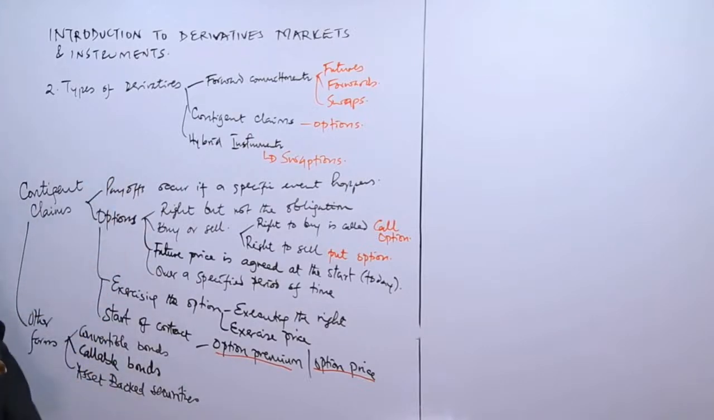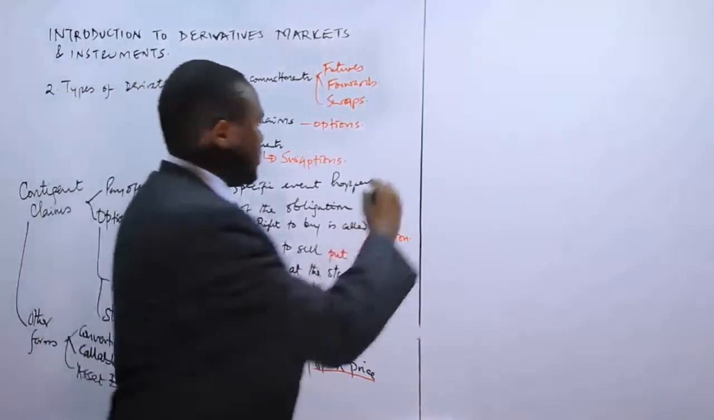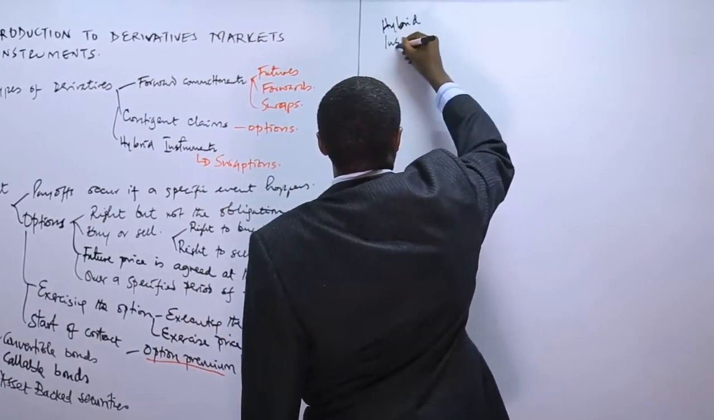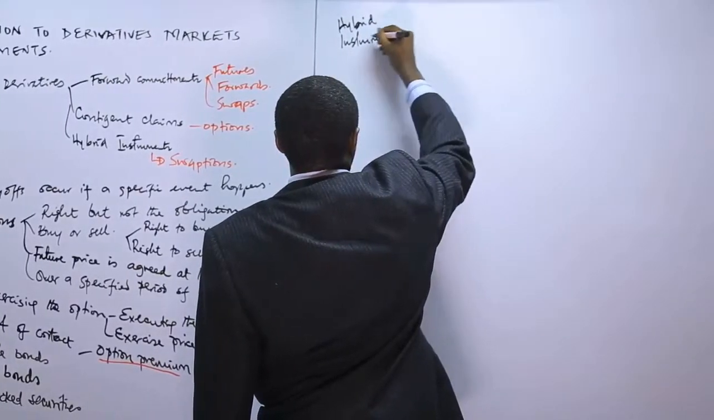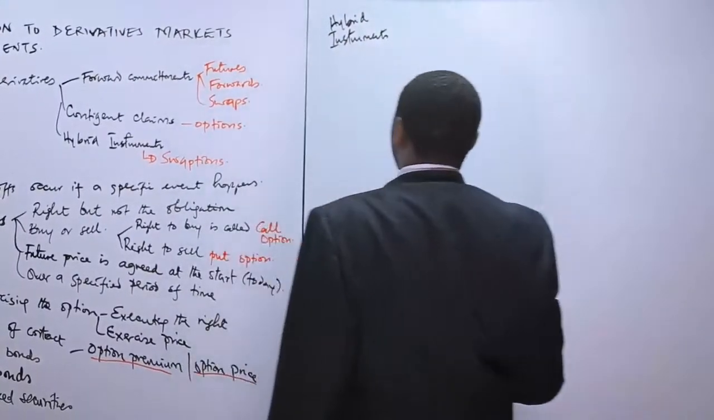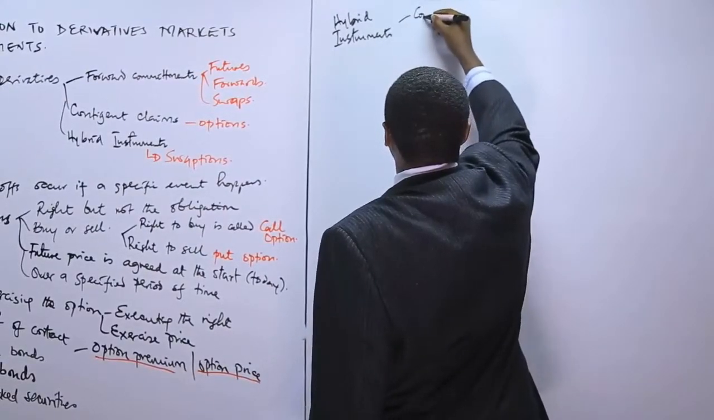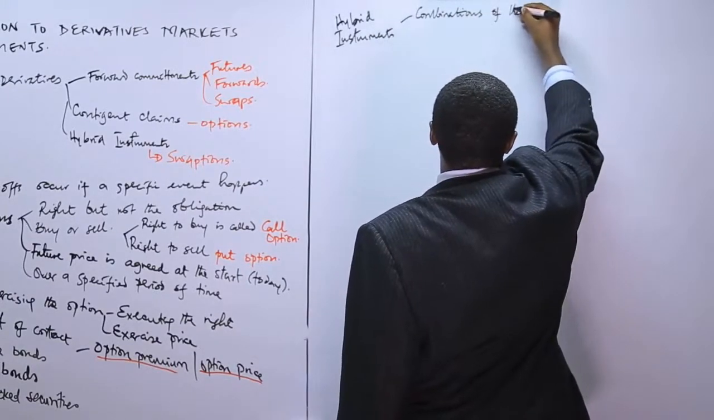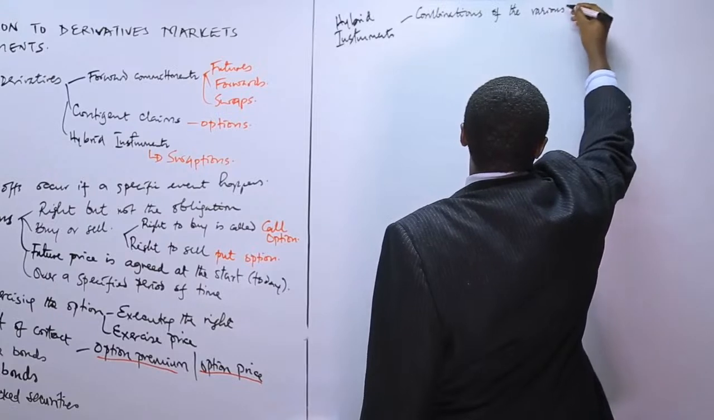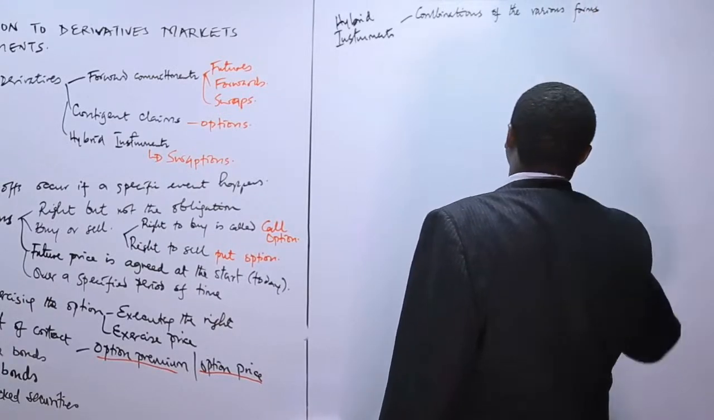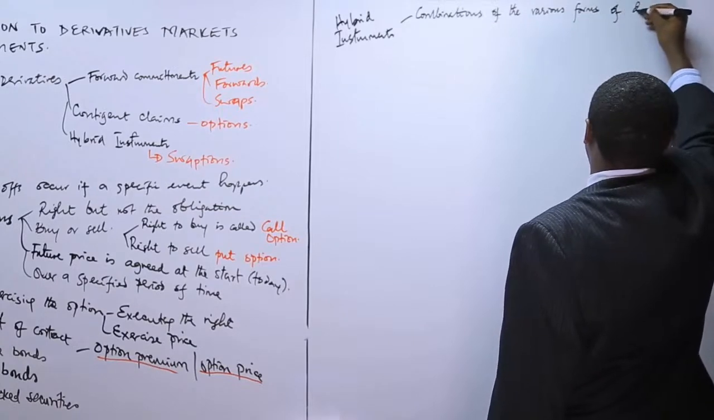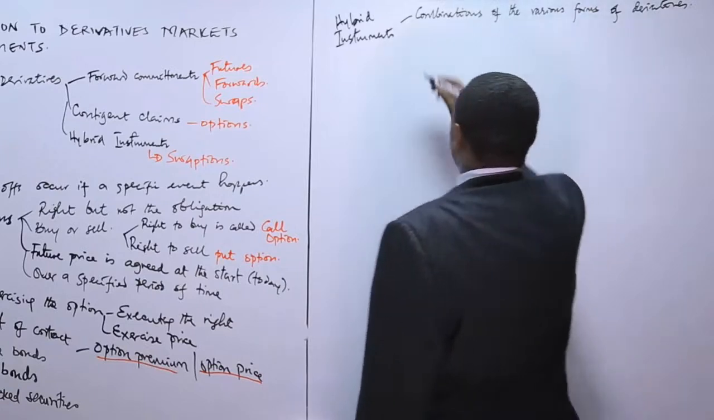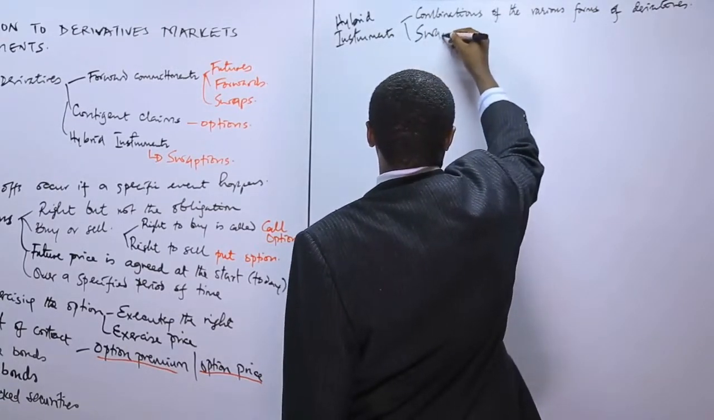Let us touch on hybrid instruments. With hybrid instruments, we are saying these are combinations of the various forms of derivatives. For example, we can have a swaption.